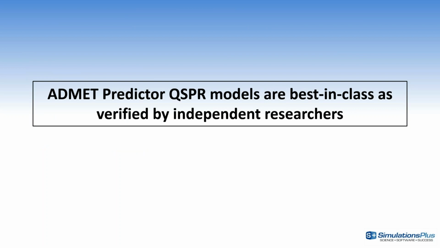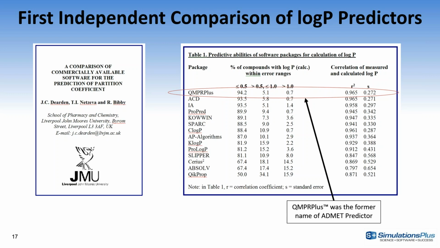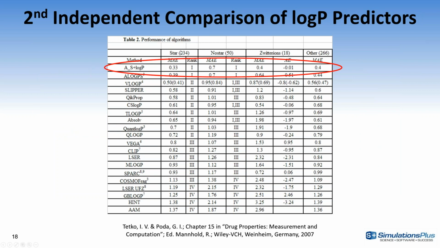A number of external groups have looked at these physicochemical properties, and ADMET Predictor's models are best in class as verified by these independent researchers. This was the first independent comparison of log P, and QMPR Plus was the former name of ADMET Predictor, and it ranked very highly. This is the percent of compounds with errors less than 0.5, and ADMET Predictor ranked first in this study. This study was not on the largest data set, but 234 compounds, 50, 18, and 266. ADMET Predictor ranked number one across these four data sets.